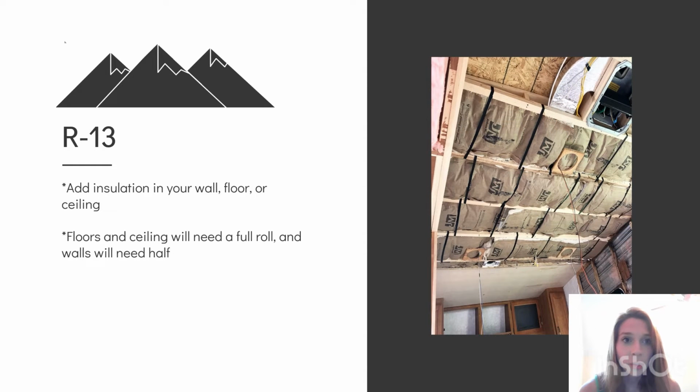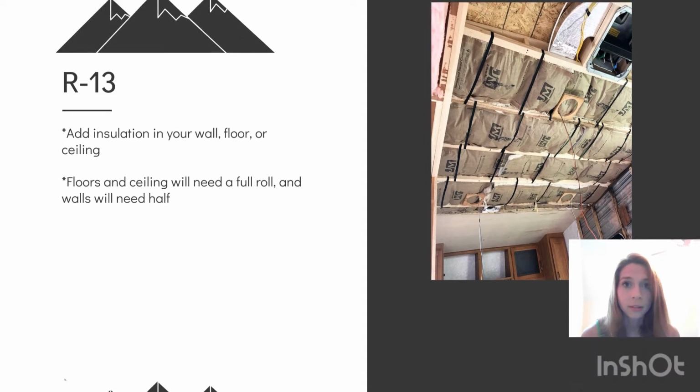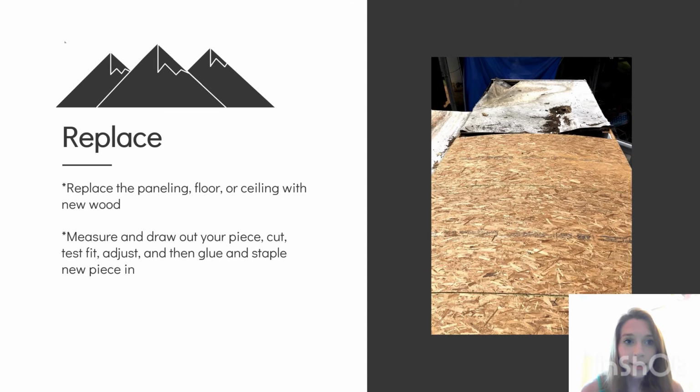Now, I like to use R13 insulation. It is inexpensive and it works really well. So floors and ceilings will use a full roll of insulation, and for the walls, you'll need to tear the thickness in half. So your last step is going to be to replace. You're going to add a new piece of paneling or OSB over the framing that you just repaired.